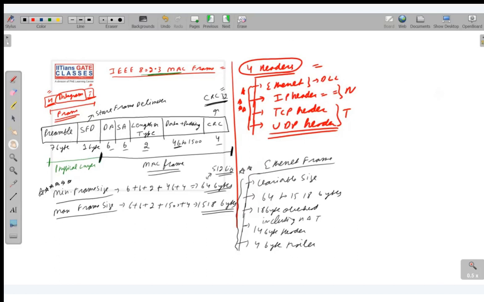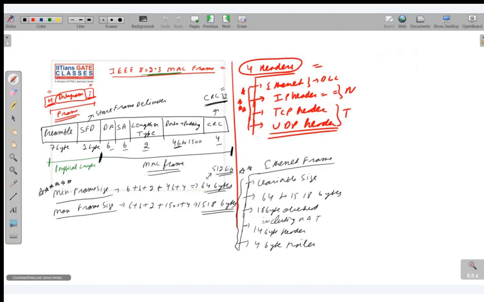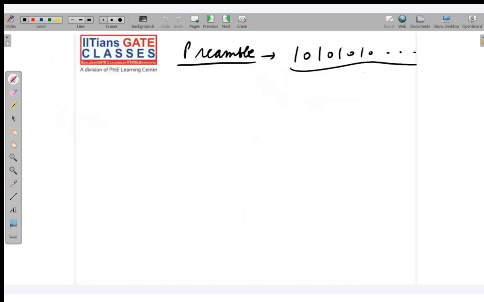Okay, so the very first field is the preamble, and this is added by the physical layer. It is not part of the Mac frame, but still we have to study these points, they can ask. The preamble is an alternate sequence of ones and zeros, like 1 0 1 0 1 0 1 0 and so on. How many? 7 bytes, so 7 into 8, 56 bits of 1 0 1 0 like this.